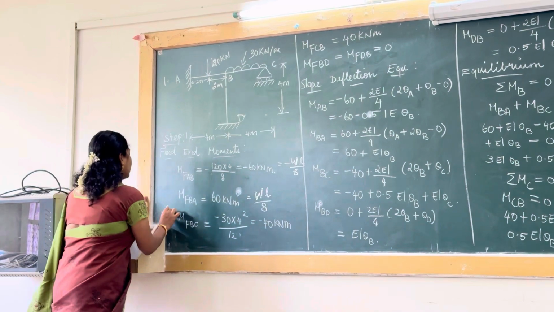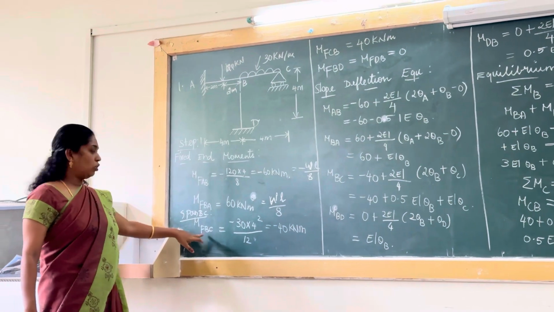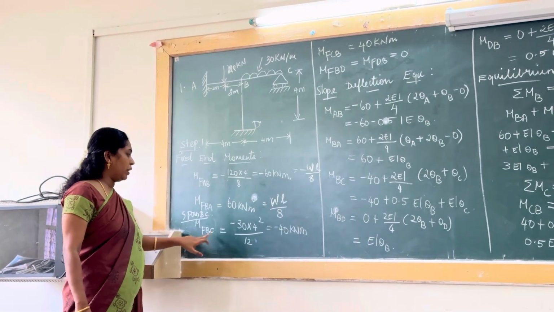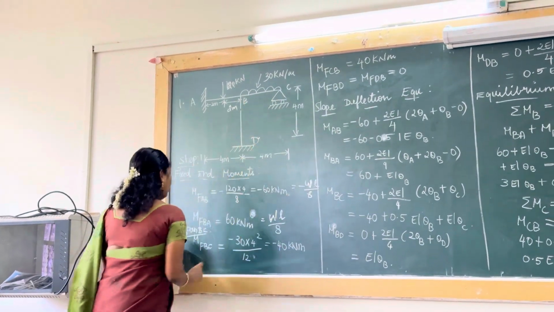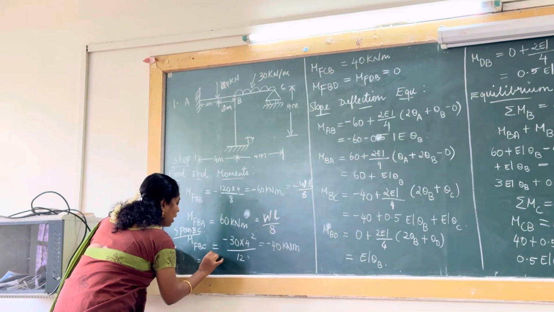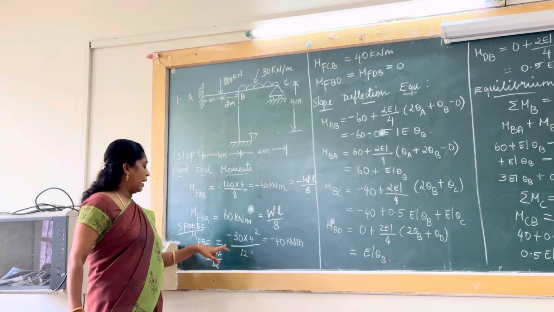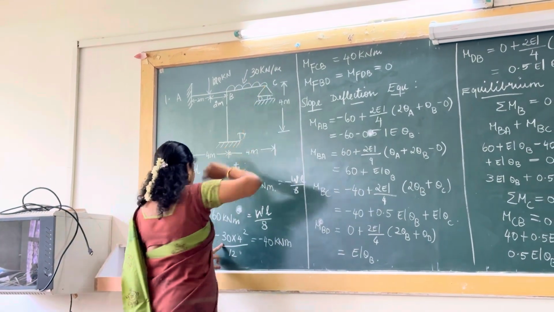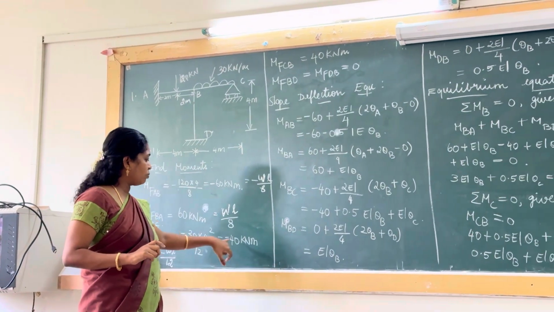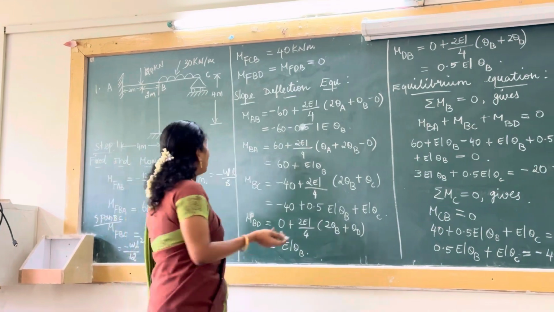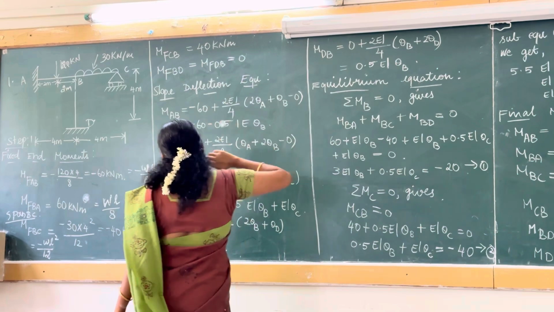Next we are considering the span BC. For the span BC, we are going to calculate the fixed end moments. It carries a UDL. So the formula for the UDL is minus WL square by 12 to find the fixed end moment. Here the W value is 30 and the L value is 4, divided by 12. We are getting the fixed end moment as minus 40 kilonewton meter. For CB, vice versa. If it is minus 40, here we will get plus 40 kilonewton meter.